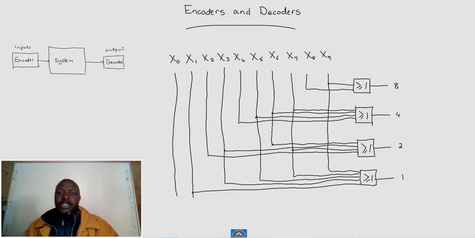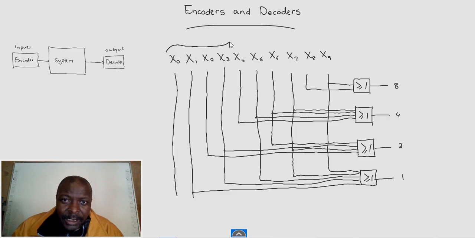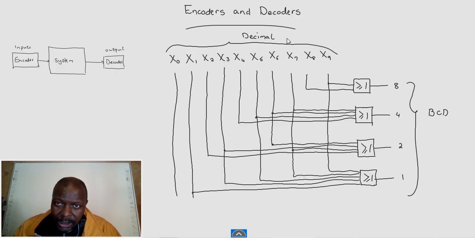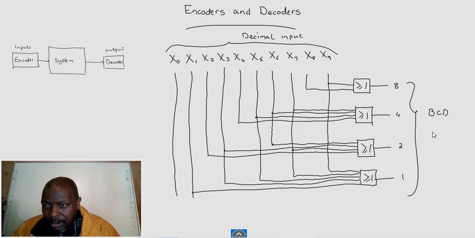All right, so this is basically our encoder. Our input is the 0 to 9 decimal. Okay, this is a decimal input. It's an encoder, so our input is a decimal. And then our output there is a code, and that code there is the BCD. This is our decimal input, and we've got our BCD output.